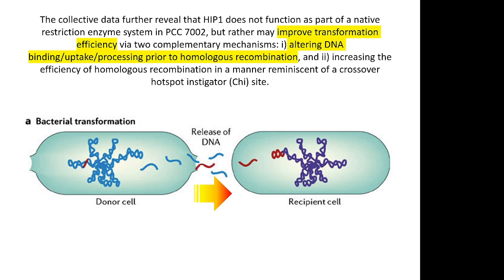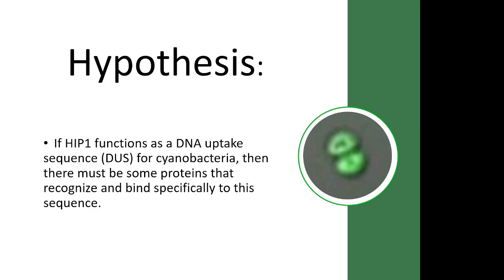led these authors to propose this, but they suggested that this sequence improves transformation efficiency via two complementary mechanisms. First, by altering DNA binding, uptake, and processing prior to homologous recombination, and second, by increasing the efficiency of homologous recombination in a manner reminiscent of a crossover Chi site. Okay? So these two mechanisms may help or make use of this sequence to increase the transformation rate.